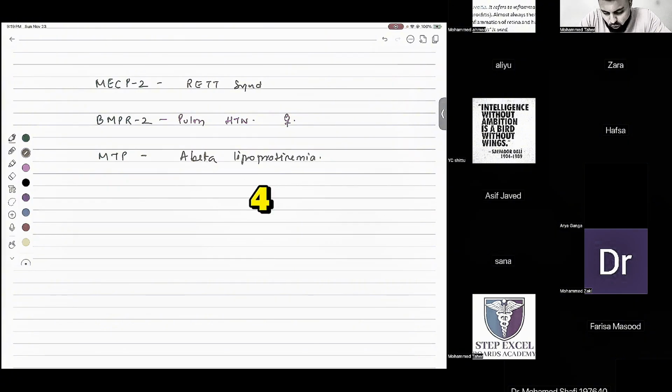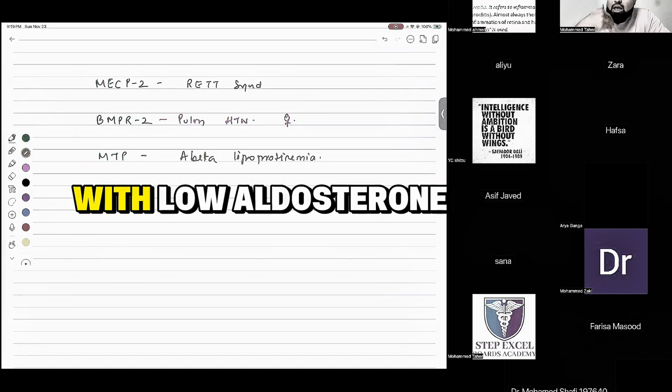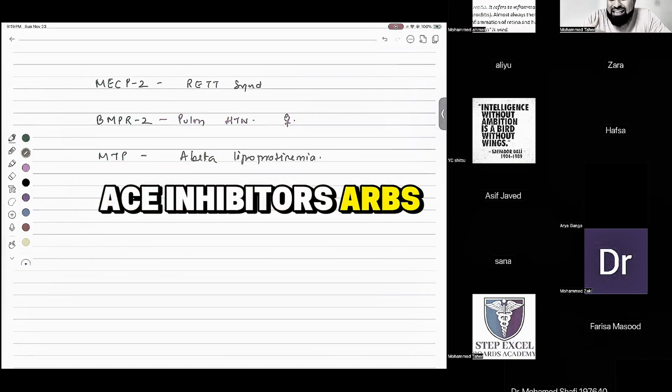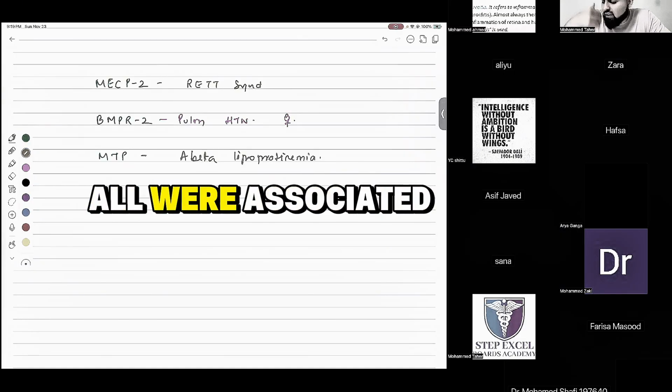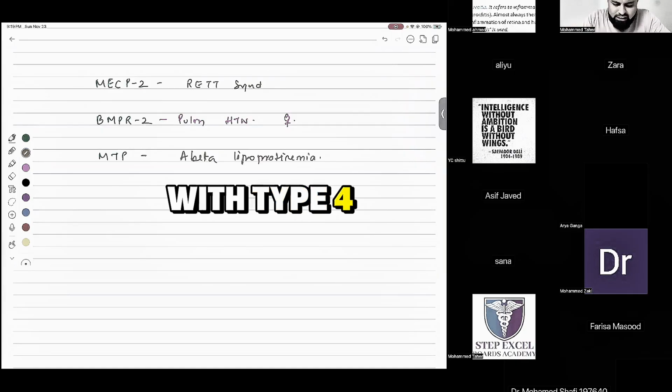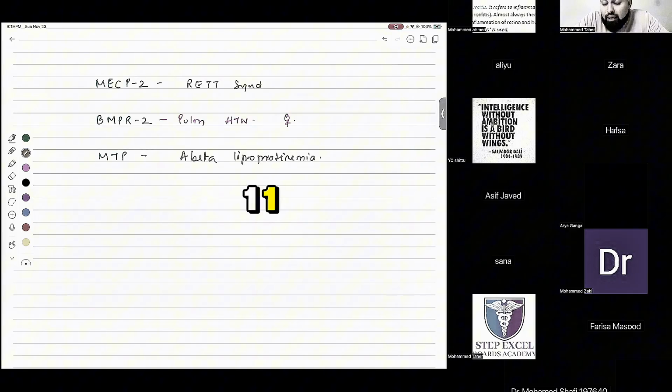Hypoaldosteronism, type 4, was associated with low aldosterone, ACE inhibitors, ARBs, and aldosterone antagonist drugs. All were associated with type 4 RTA. Amphotericin B or autoimmune diseases are associated with which one? Type 1.